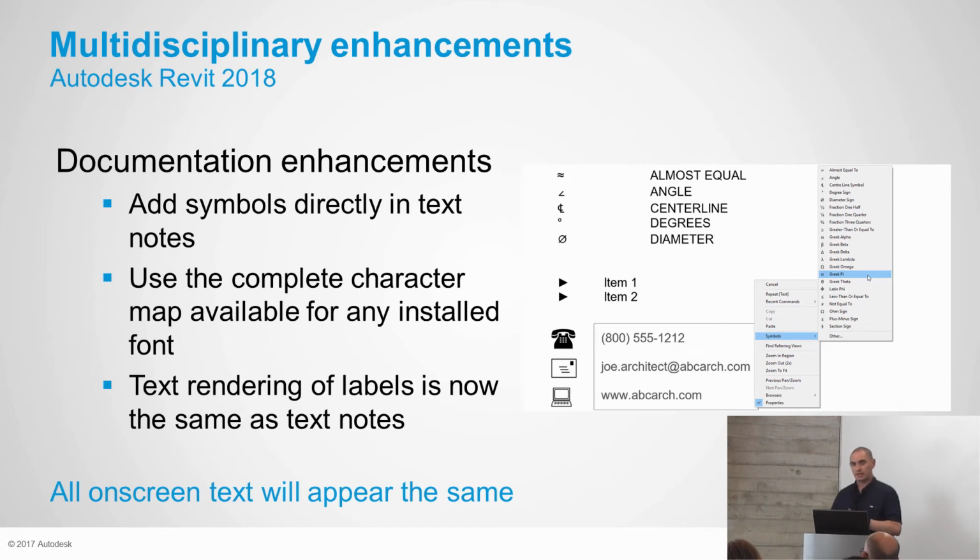Documentation enhancements. Once again, the text tool gets a bit of an improvement. Now you can add symbols directly to the text, symbols like diameter, equal, or larger or equal. You can also call up the character map so that you can choose any special character that you might want to include in the text box, which is a good thing. And the text rendering of labels is now the same as the text nodes, so you might get more consistency between the different elements.